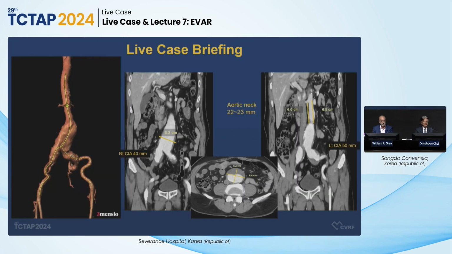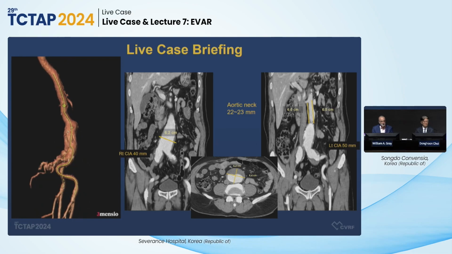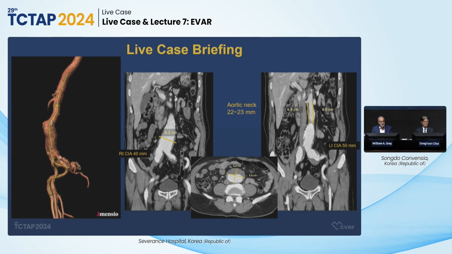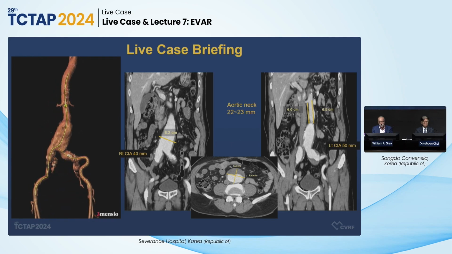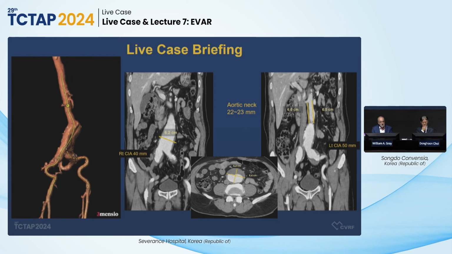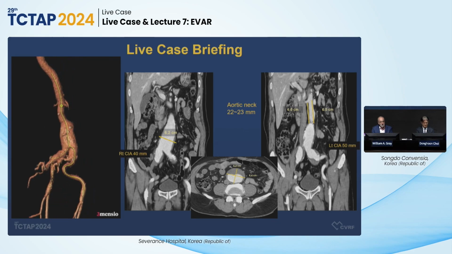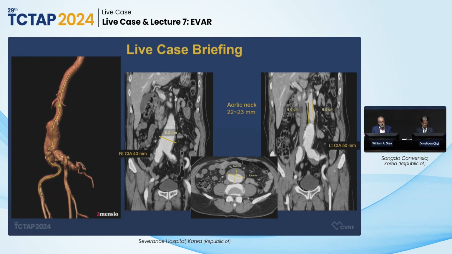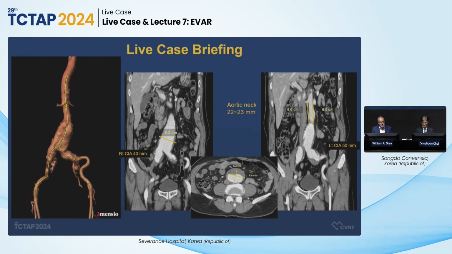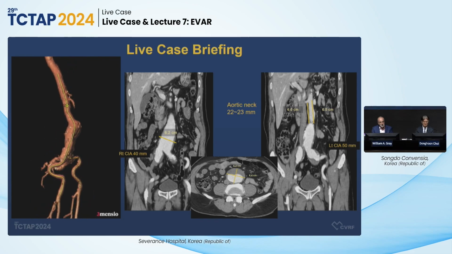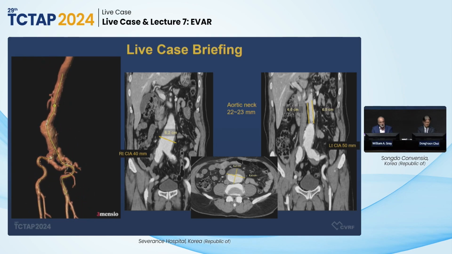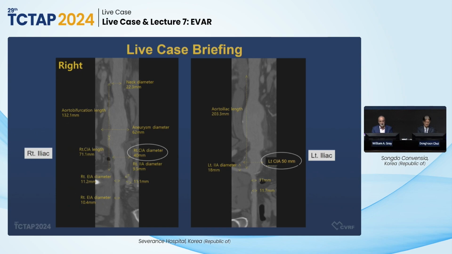Next slide. This is the CT scan. In the 3D reconstruction view, you can see the huge AAA, which is fusiform, and you can see the bilateral involvement of aneurysm. On the scan, the AAA diameter was about 62 millimeter. The proximal neck length was 23 millimeter with a diameter of 23 millimeter. As you can see, both iliac arteries show aneurysmal findings exceeding 35 millimeter.